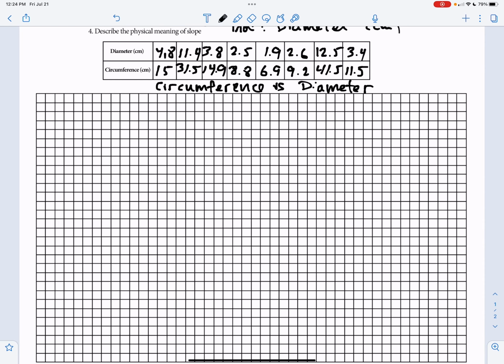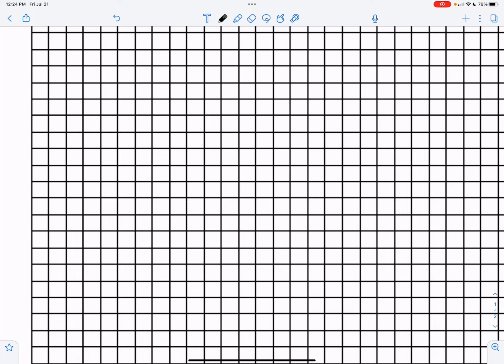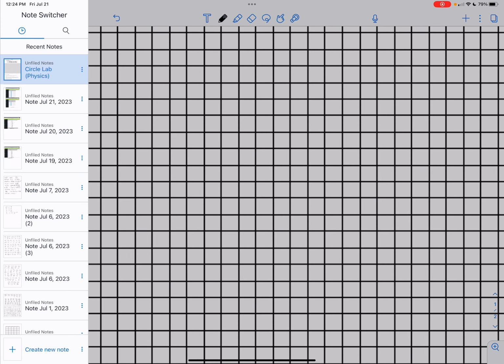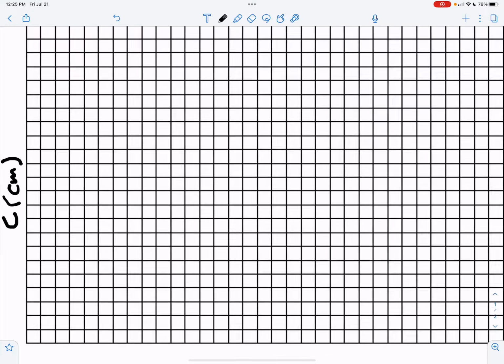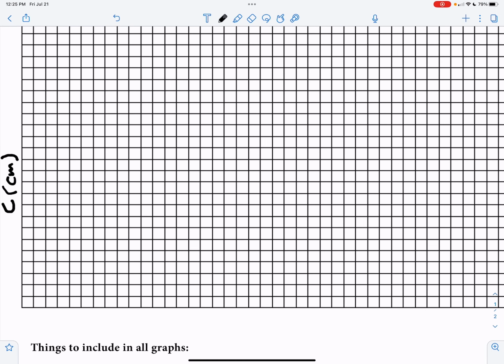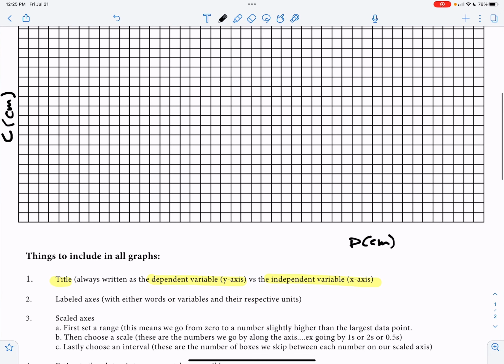Well, on my graph, I need to label these axes. So for the y-axis, I'm going to label that circumference. Now, I could write out the word circumference if I want, or I could use the letter C, which is the variable for circumference, and I need to make sure that I write the appropriate unit that goes with it. Okay, and then same thing on the x-axis. D for diameter, also in centimeters. So my first steps, 1 and 2, are title the graph and label both axes with their units.